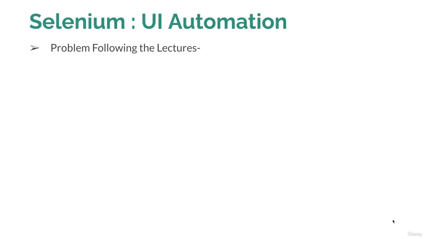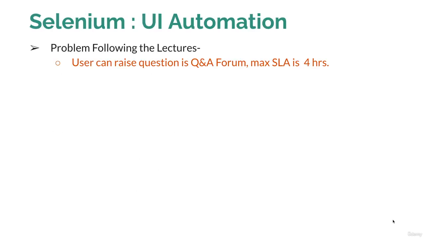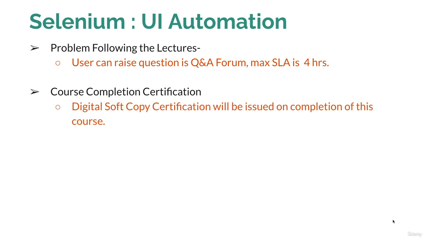There could be other problems which students generally face. You can raise your question in the question and answer forum. Each lecture has an associated question and answer forum. You can go to the forum and write down your problem. We will try to reply to your questions within 4 hours. This is the maximum SLA which we are following right now. Once you go through this complete course, you will also get a completion certificate from Udemy.